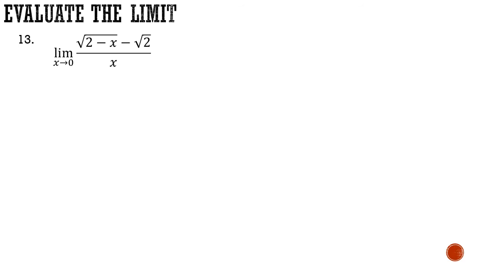Okay, take a look at number 13. This one looks different from the other functions that we have been evaluating limits. You have the limit of the square root of 2 minus x minus the square root of 2 over x as x approaches 0. If we just directly plugged in the 0 for x, you get the square root of 2 minus square root of 2, which is 0, over 0. So we've got to do something, and we can't factor it.